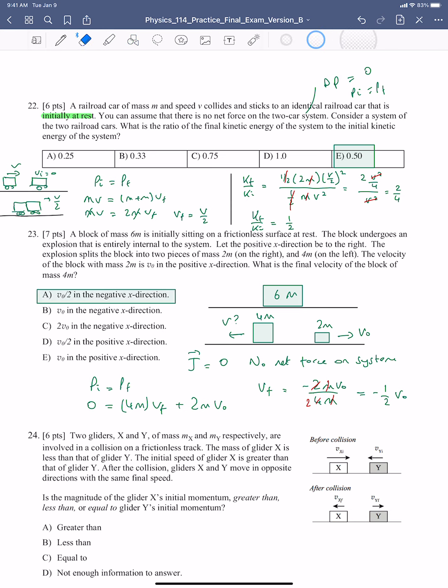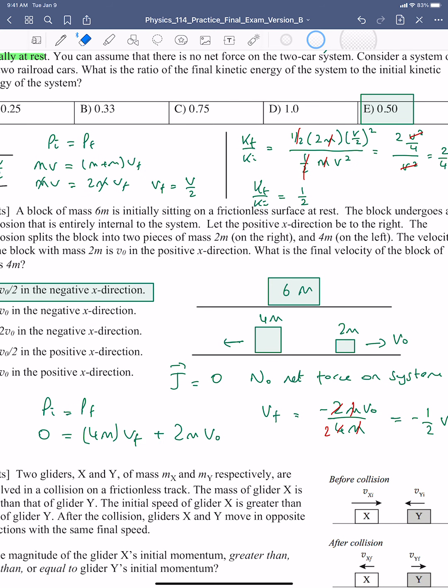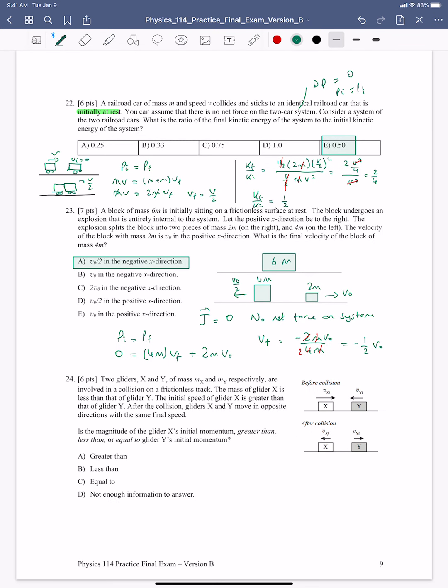So I can change this now to v0 over 2. I mean, they both have equal momentum magnitudes, but one is moving to the left, one is going to the right.